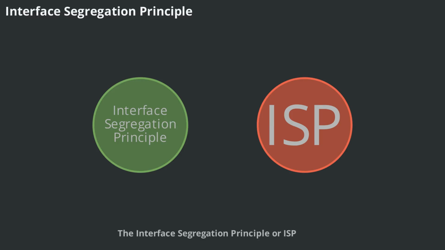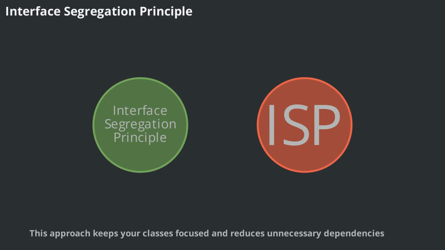The Interface Segregation Principle, or ISP, suggests that no client should be forced to depend on methods it does not use. Instead of creating one large interface, break it down into smaller, more specific ones. This approach keeps your classes focused and reduces unnecessary dependencies, making your codebase easier to maintain.